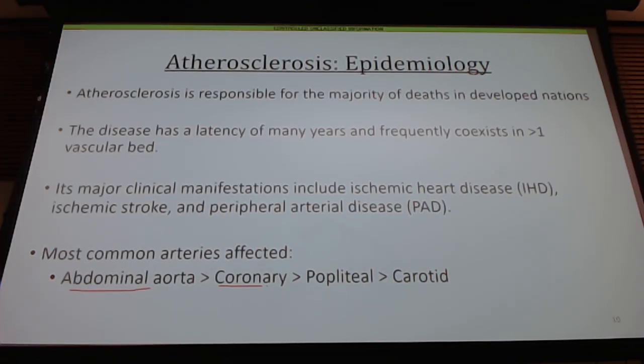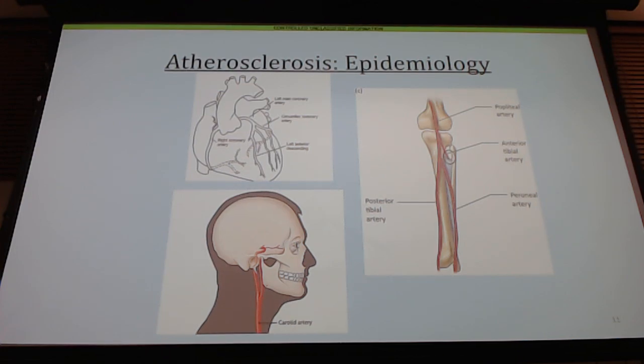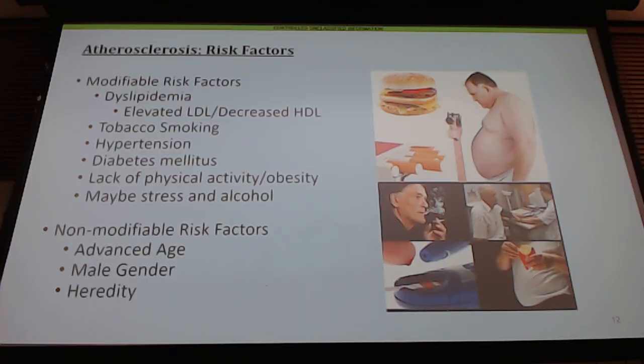So as far as the frequency of actually having complications related to atherosclerosis, you can see abdominal aorta is typically one we don't think too much about. But let's look into why this disease develops. So first you gotta look at your risk factors for this.